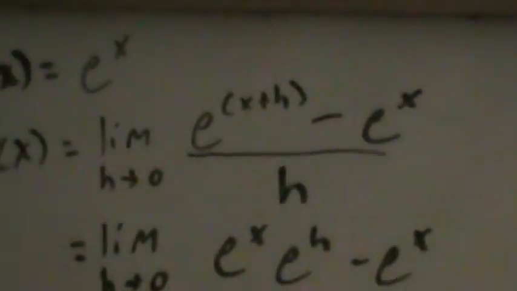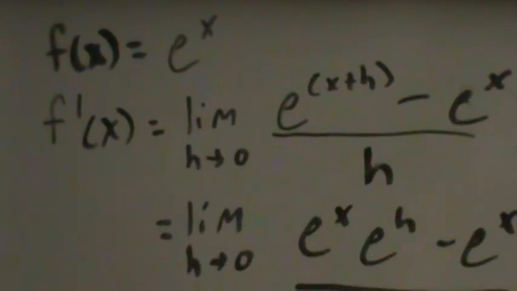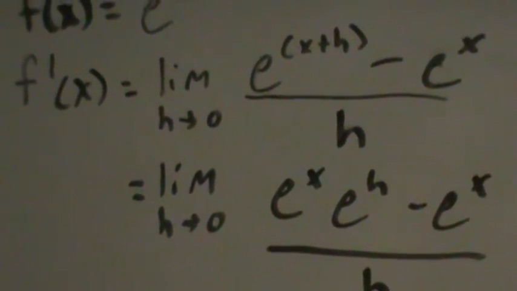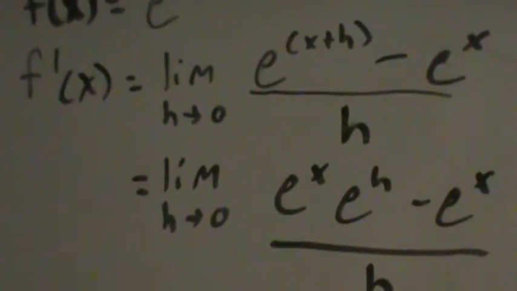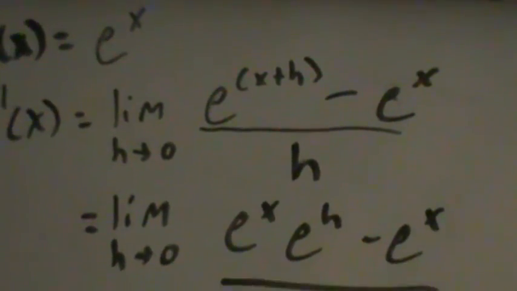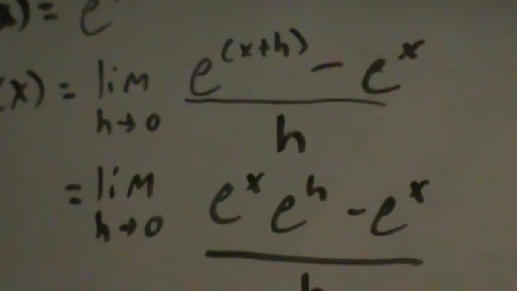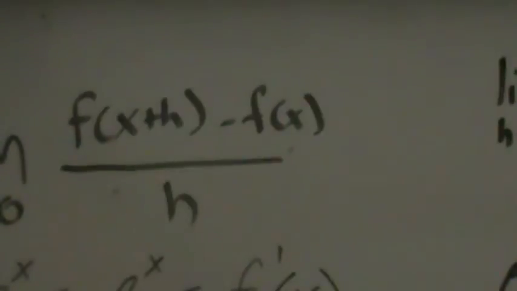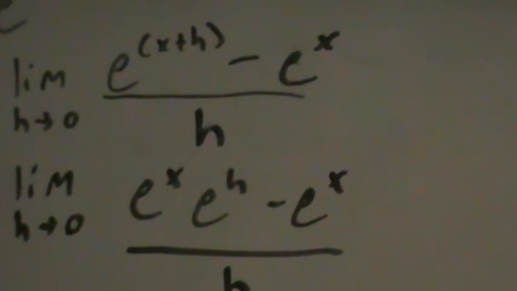So if we start with f of x equals e to the x, and we put it into the definition of the derivative, f prime of x equals the limit as h approaches 0 of e to the x plus h minus e to the x divided by h. We put x plus h because it was f applied to x plus h. So before, where that was e to the x, for x you put in x plus h. So that's how we get that.